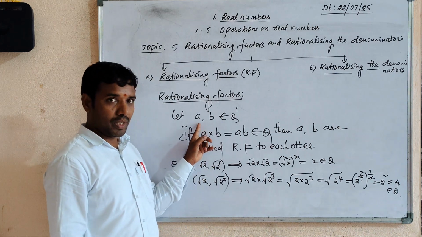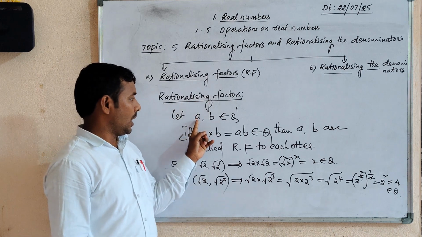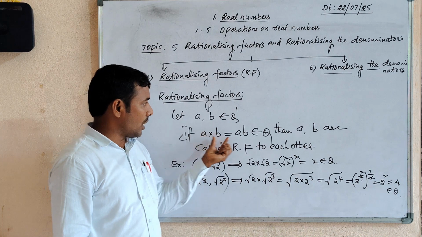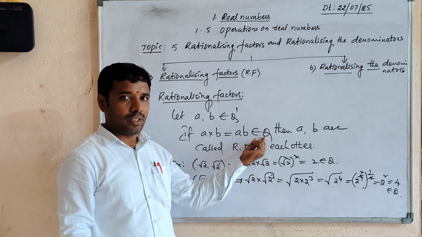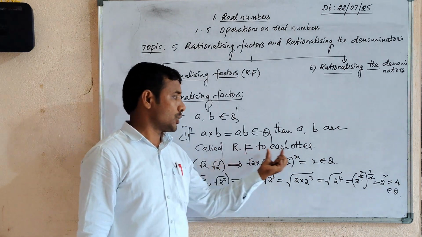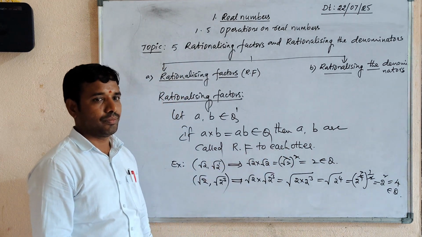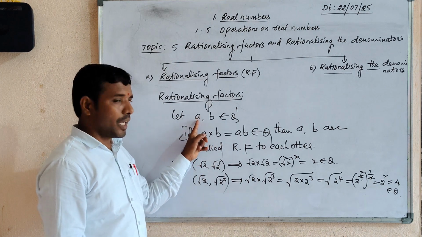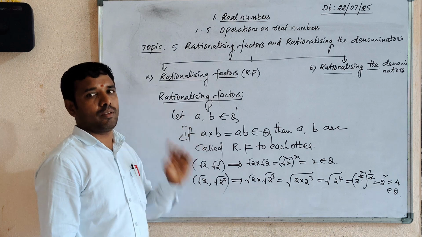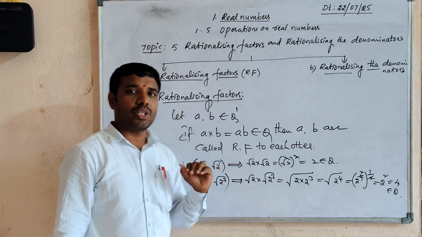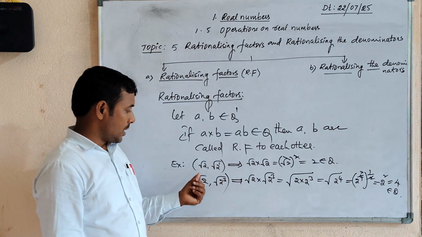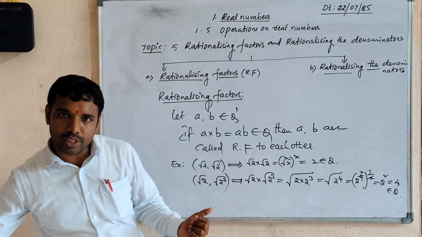Once again, see the meaning of this one. A, B are two irrationals. If their product is rational, then A and B are called rationalizing factors to each other. Here, A is a rationalizing factor to B, and B is also a rationalizing factor to A. That's why both are rationalizing factors to each other. I want to give one more example.